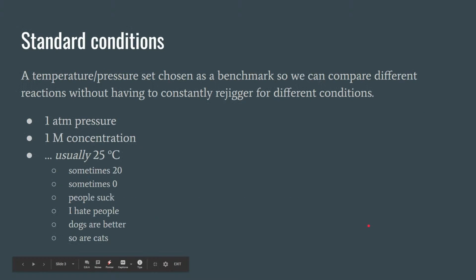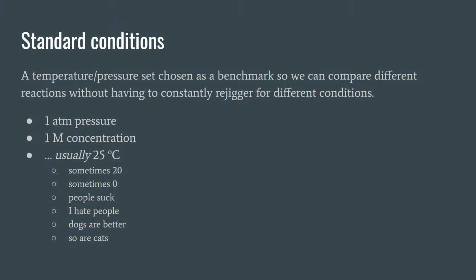So we have what are called standard conditions. This is the temperature, pressure, and concentrations that we call standard conditions. Okay, it was chosen as a benchmark, so that we can compare different reactions without having to constantly recalculate and take into account the fact that they're taking place under different conditions. We don't actually know how these compare. So the standard conditions mean that we can compare things.